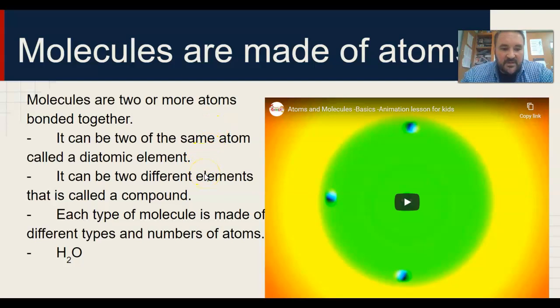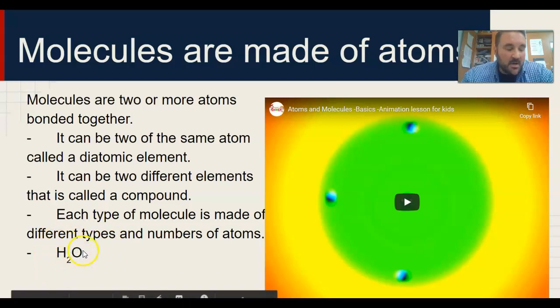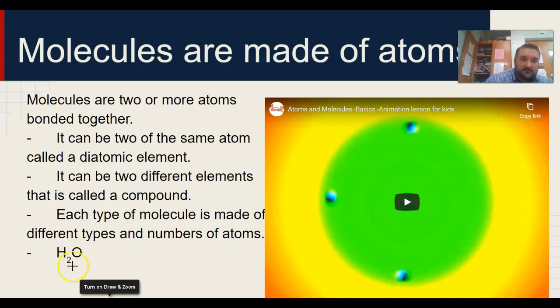Each type of molecule is made of different types of atoms and different numbers of them. In H2O, the 2 means 2 hydrogens, 1 oxygen. So H2O is the molecule of water, but if we had H2O2, this is hydrogen peroxide and it's poisonous. This stuff, good. This stuff, if you drank it, really bad.